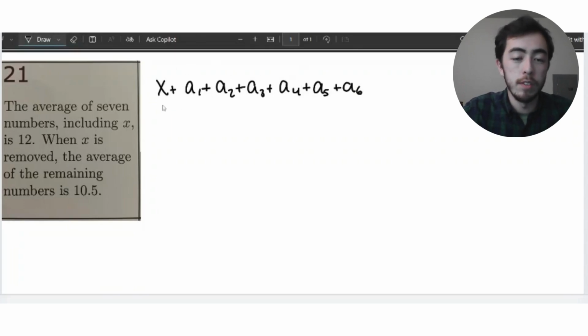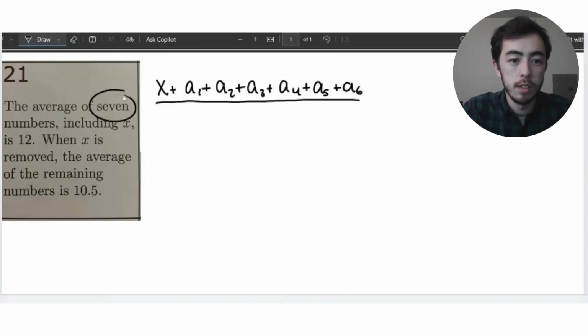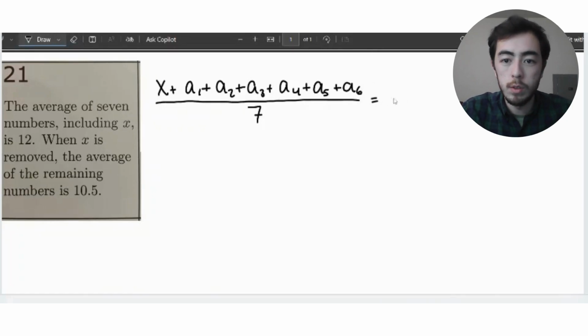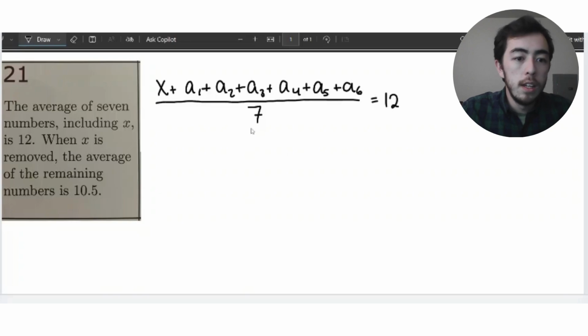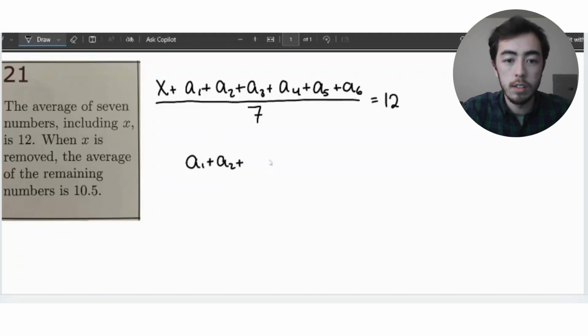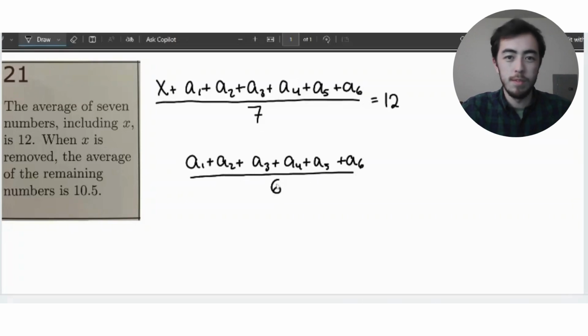And when I take the average of them, so that's going to be adding up all of them and dividing by the amount of numbers I have, which is 7, I will get the average, which is 12. And then when I remove x from my set, the average is just 10.5. So I'll do a1 plus a2 plus a3 plus a4 plus a5 plus a6, this time divided by 6, because I'm finding the average of 6 numbers, and that is going to be 10.5.